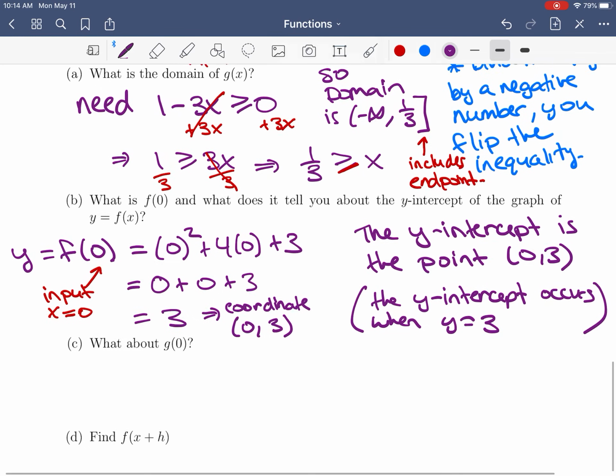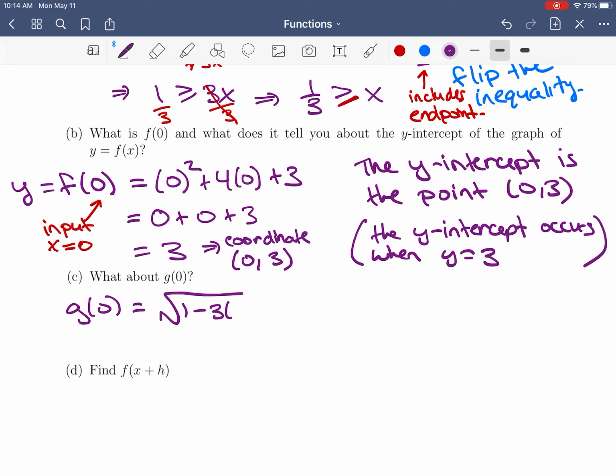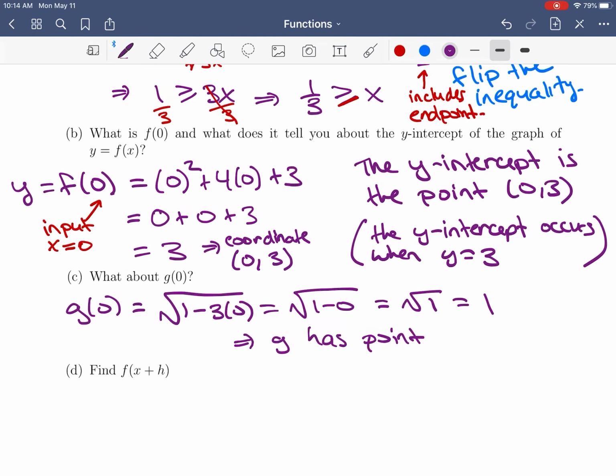Okay, now what about g of 0? So we do the same thing. So here g is the square root of 1 minus 3 times 0. So this is square root of 1 minus 0. So square root of 1, which is going to be 1. So g has the point, and the y-intercept for that matter, 0, 1.